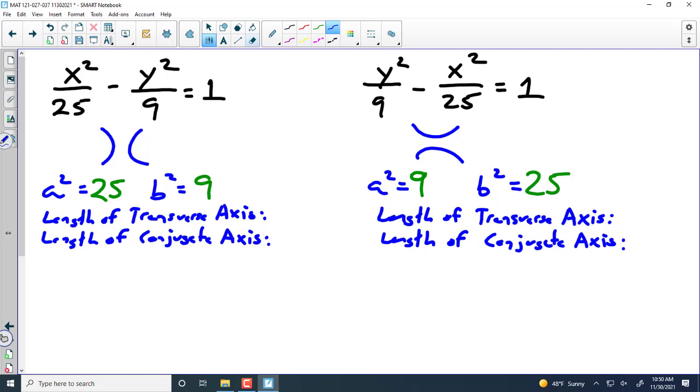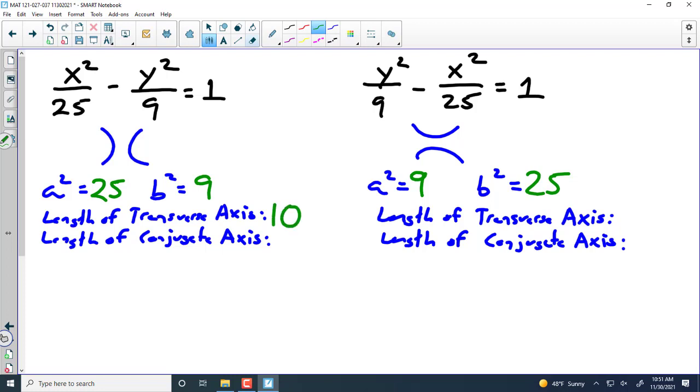For this first one, what's the length of the transverse axis? It's 10. Can you tell me how you got 10? You're absolutely right. You do the square root of 25, then you multiply 5 times. That's right. You take the square root of a squared, and then you double it. So it is 10. Very good.